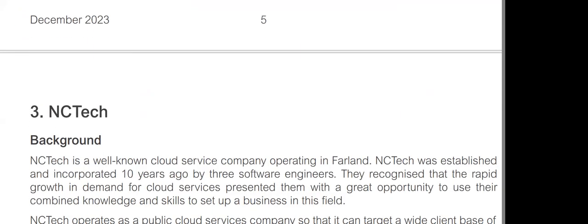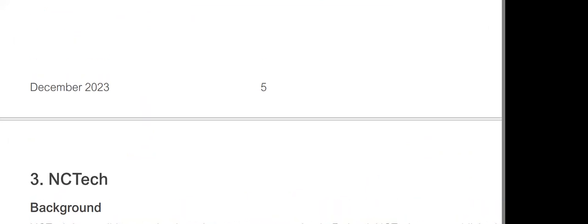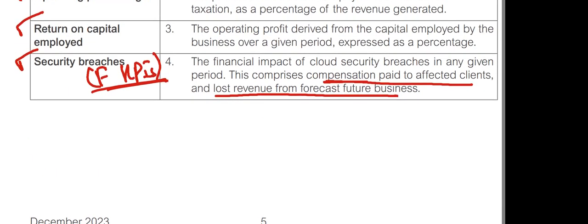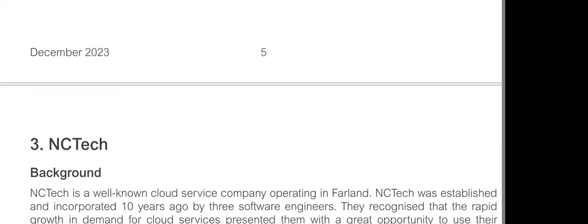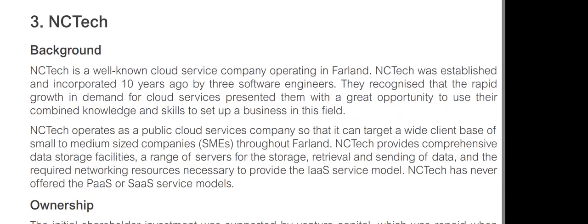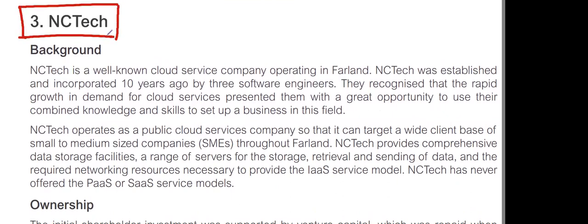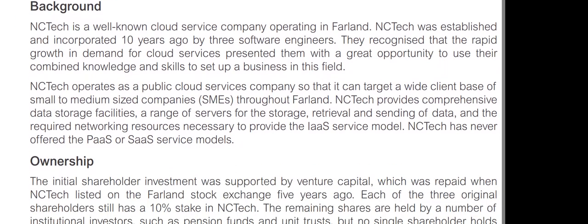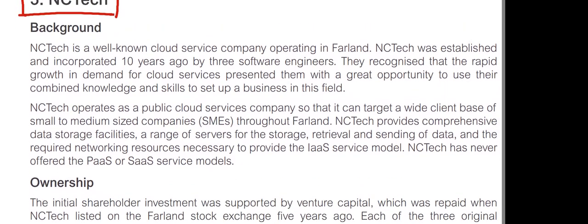Now here is the end to the industry information. Now, after covering the industry information, the pre-seen information gives you data about NC Tech. The information is about NC Tech. There's some background information about the company, that it was established some 10 years ago by software engineers.